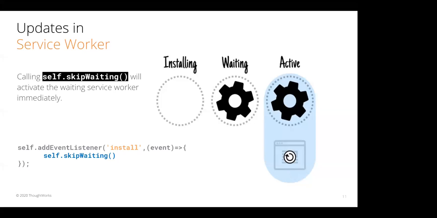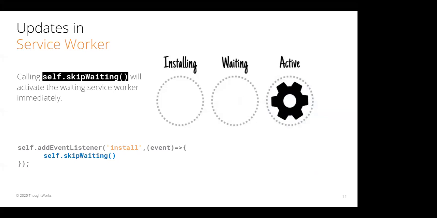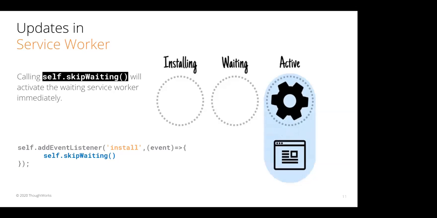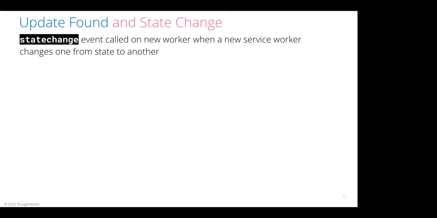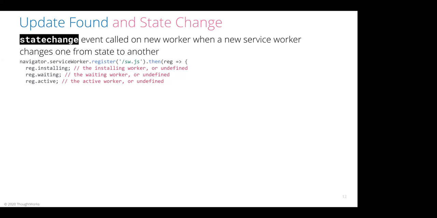Then we have other state hooks for this. So this is update found and state change. Sometimes skip waiting is not sufficient for our application, meaning we either don't want to completely ignore the new service worker, or we also want to rely on our previous service worker. Then we can use these hooks, update found or state change. So both of these have their own significance. As the name states, the state change event will be called when a new service worker changes from one state to another.